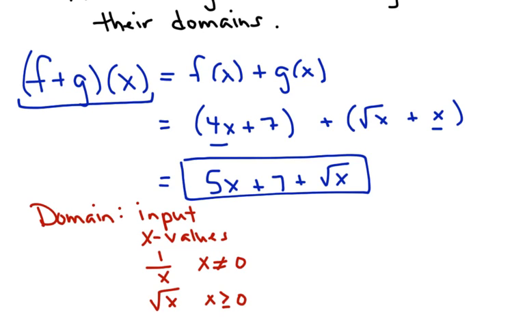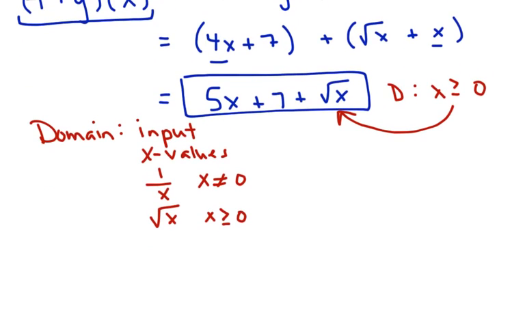So for the function f plus g of x, 5x plus 7 plus the square root of x, the domain has to be x is greater than or equal to 0. Because otherwise, the square root of x would give me a non-real answer.